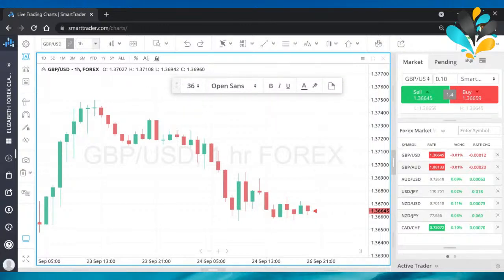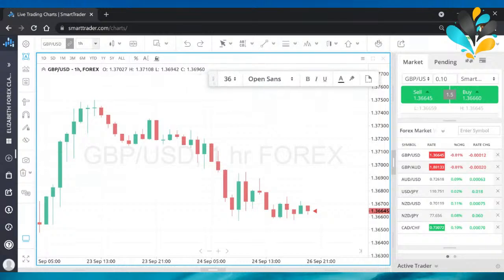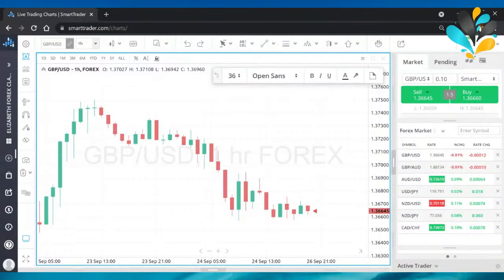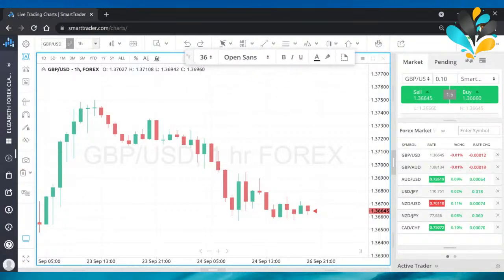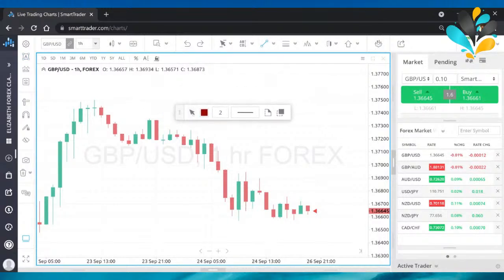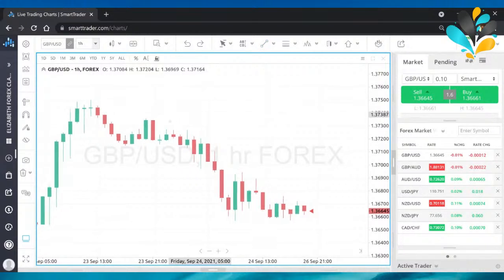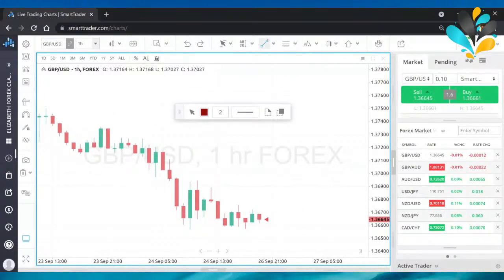You can also move it by using the 8 dots that appear on the left-hand side of this dialog box so that it's out of the way of the candles, charts, or trading, whatever it is that you're doing. And the same for any other tool that you use. You can drag it around. You can use your cursor again, select the color, select the size or thickness.